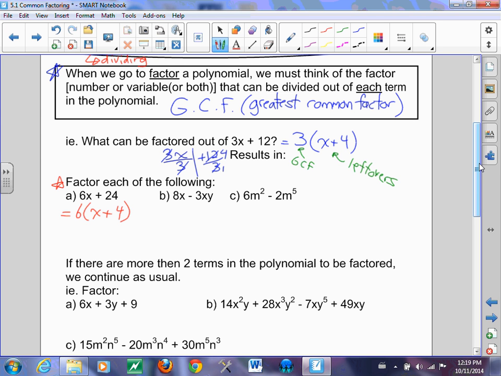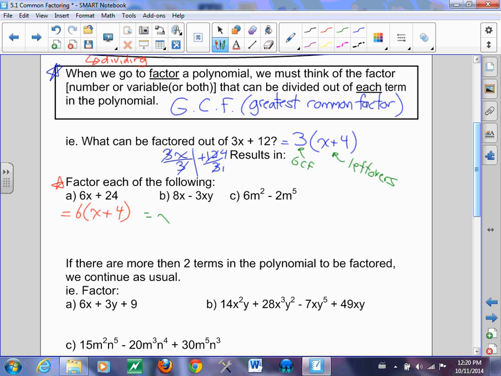All right, let's take a look at this one. Ladies and gentlemen, B. Is there a number that goes into 8 and 3? Well, yeah, 1 does. But anything else? No. So we're going to take a look a little closer at these terms and see if there's anything in common. Hopefully you recognize that there's an x.